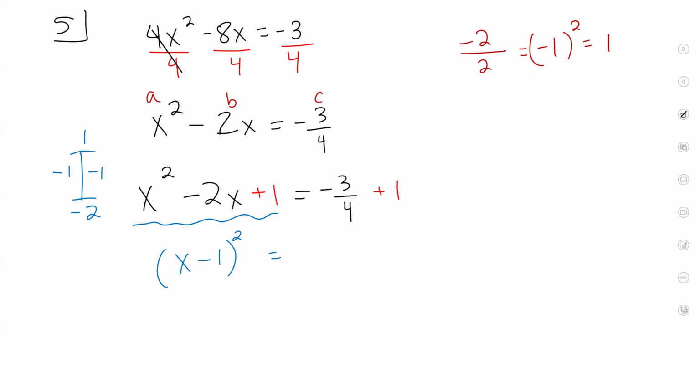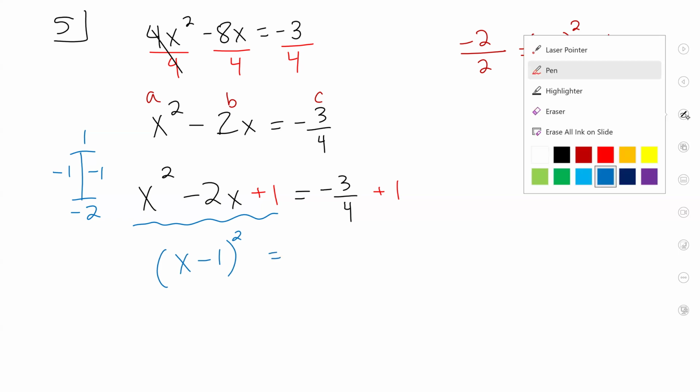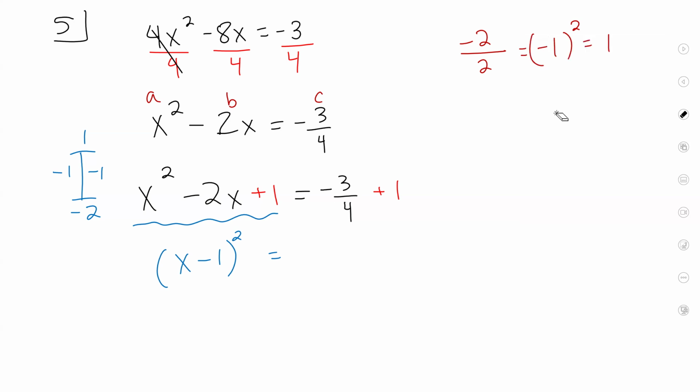Okay, now this is where we're getting stuck on, this fraction part. You can rewrite this 1 as a 4/4. Because 4/4 is still 1. You need the same denominator. They both have a denominator of 4. So this becomes, your denominator stays the same. Negative 3 plus 4 is 1.